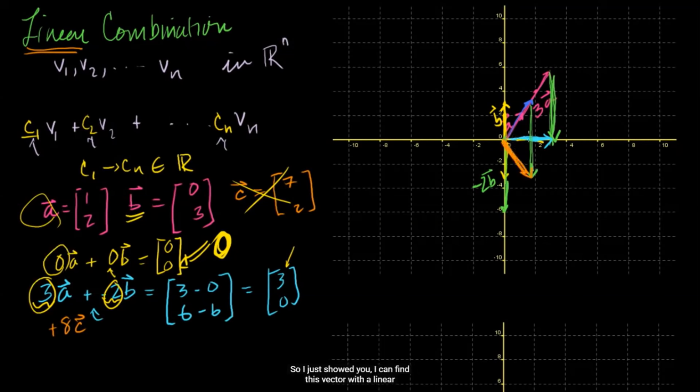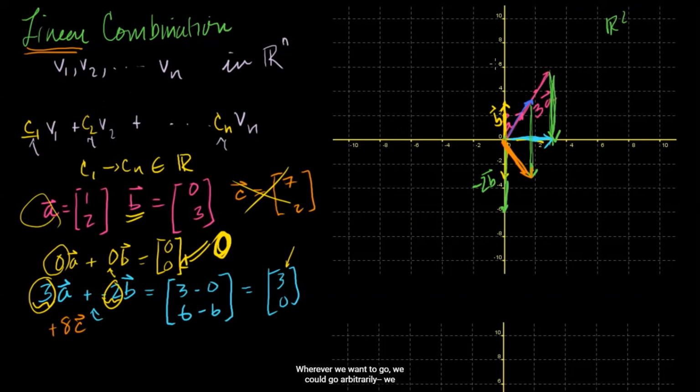So I just showed you I could find this vector with a linear combination, I could find this vector with a linear combination, and it actually turns out that you can represent any vector in R2 with some linear combination of these vectors right here, A and B. And let's just think of an example, or maybe just try a mental visual example.